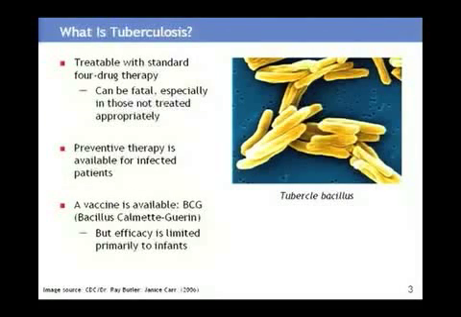Tuberculosis is treatable with standard 4-drug therapy. It can be fatal, especially if not treated appropriately. There is preventive therapy available for people who are infected with Mycobacterium tuberculosis who have not yet developed active disease. There is also a vaccine available called BCG, or Bacillus Calmette-Guerin. The efficacy of BCG, however, is limited primarily to infants. You will hear quite a bit more about the therapy for tuberculosis, preventive therapy for tuberculosis, and the vaccine for TB later in this course.